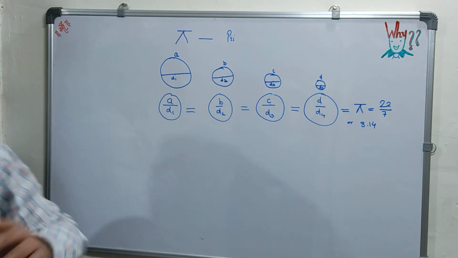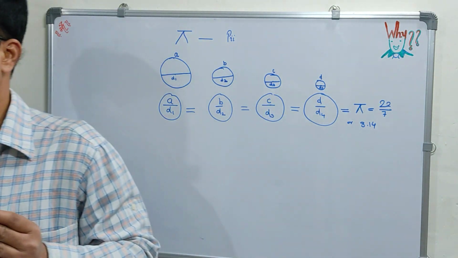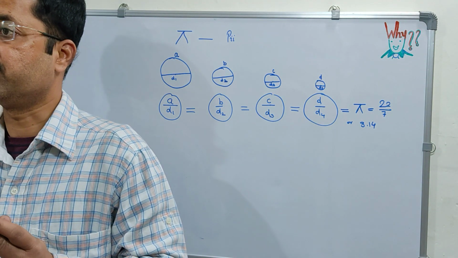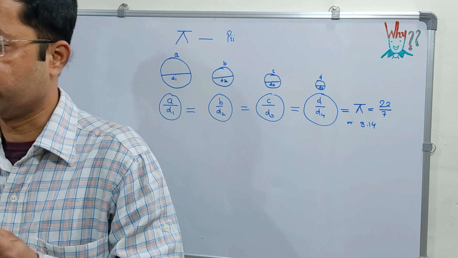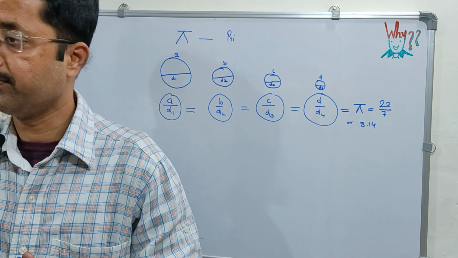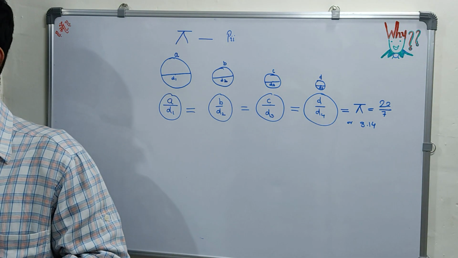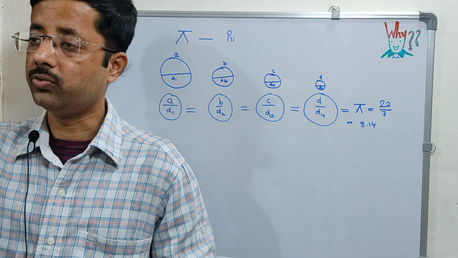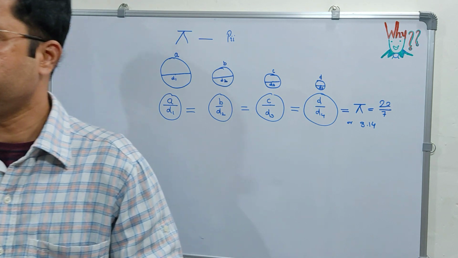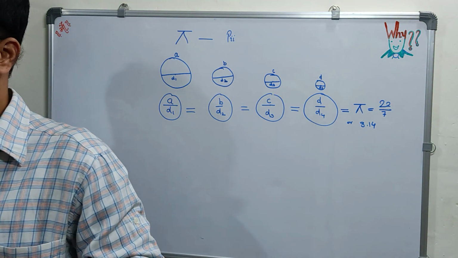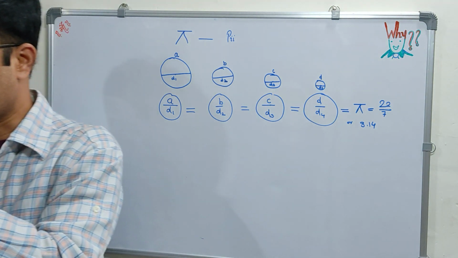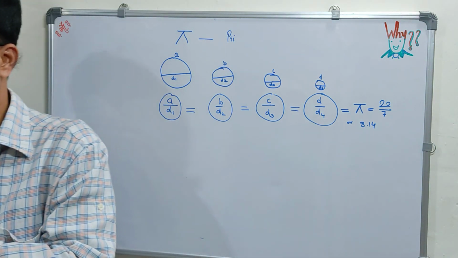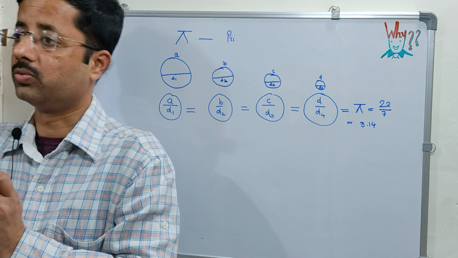So it means that if we take circles of different sizes, no matter what the size of a circle or a sphere is, when we divide the circumference or the perimeter of that circular object by the diameter, that ratio will always be the same. And that same constant which we always get by dividing the perimeter by the diameter is what is known as pi.